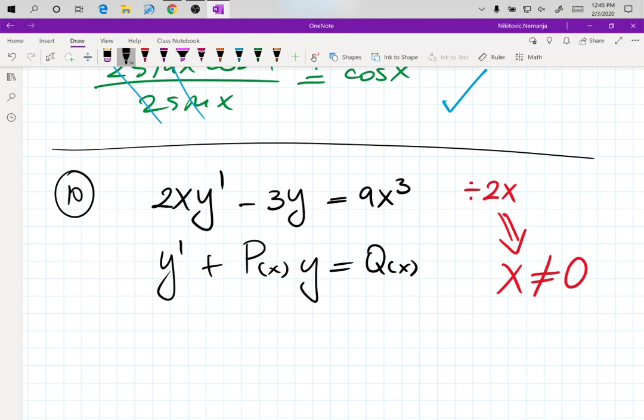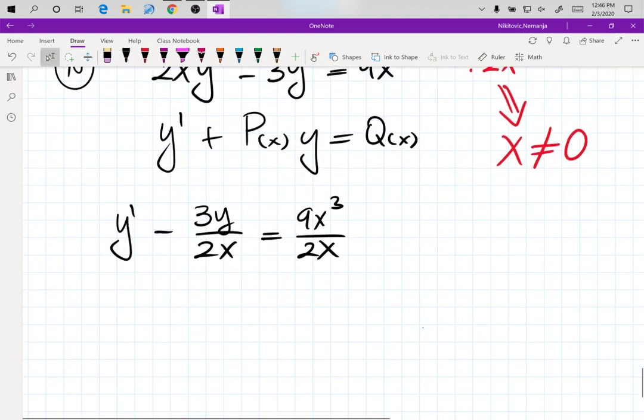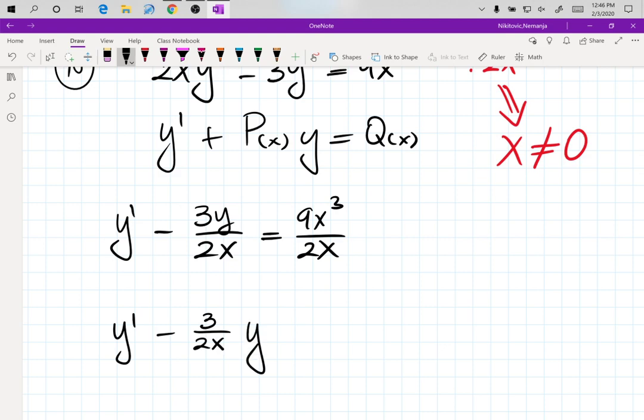Cool. Once I divide, I get y prime minus 3y over 2x equals 9x cubed over 2x. We simplify this mess. Y prime minus, now look what I'm going to do, 3 over 2x y is equal to 9/2 x squared. You see how I separated that y on the side to emphasize that your p is what? -3 over 2x. Yes.